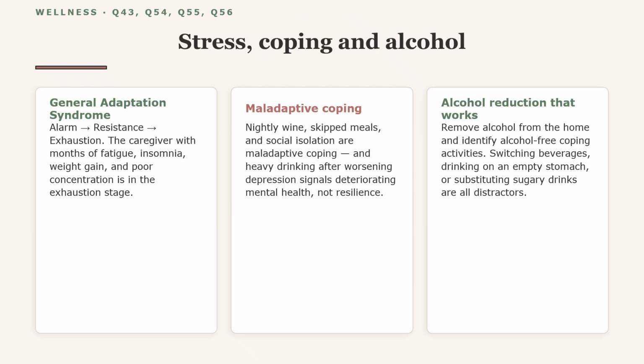Stress, coping, and alcohol. We have the general adaptation syndrome, where we have alarm, resistance, exhaustion. An example of this is a caregiver with months of fatigue, insomnia, weight gain, and poor concentration. They're in the exhaustion stage. Maladaptive coping: wine every night, skip meals, social isolation. Those are all maladaptive coping mechanisms. And heavy drinking after worsening depression signals deteriorating mental health, not resistance.